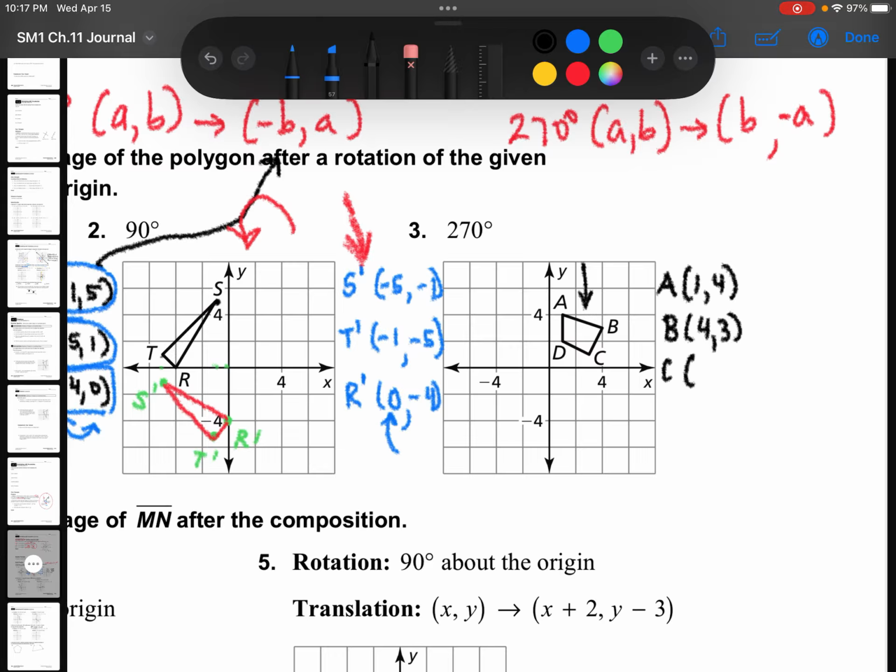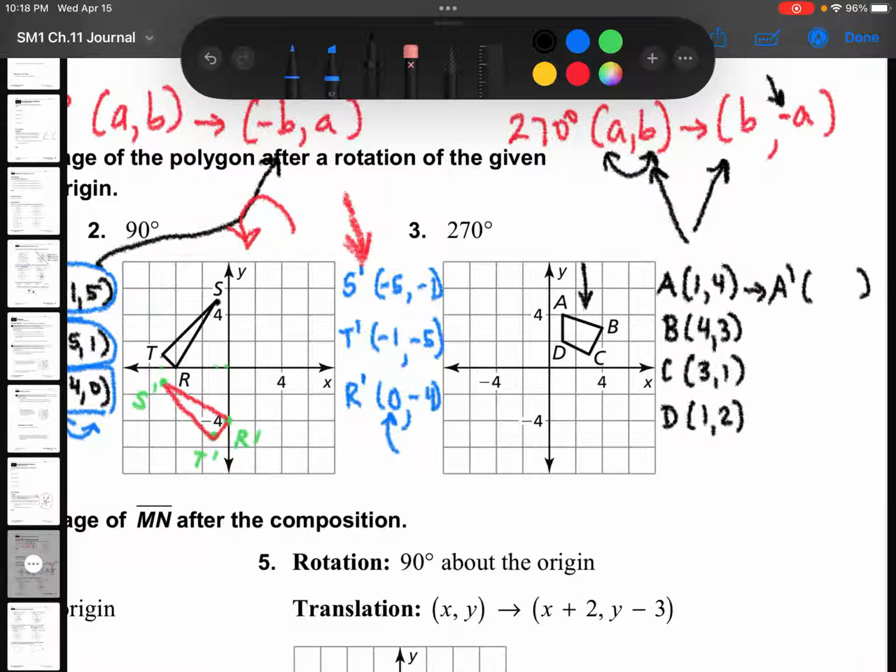Then C is located at 3, 1. And finally, D is located at 1, 2. If we follow the rule, we can see that A, B are swapped, but the one that switches sign is A. So let's do this. We have A prime is going to be 4, 1, but 1 switches sign, and it's going to be -1. B prime will be 4, 3 originally, and then it's going to be 3, 4, but 4 switches sign to a -4. And so on.